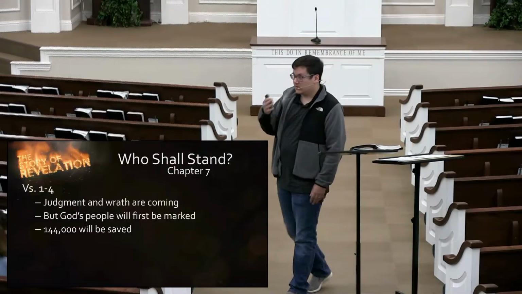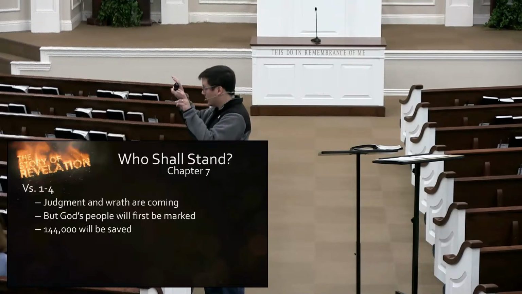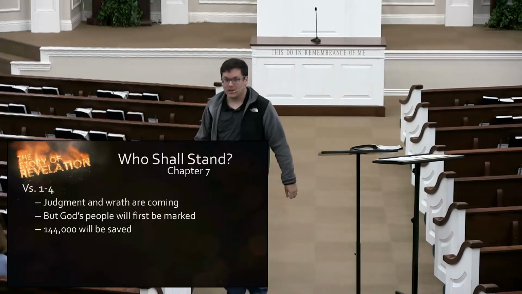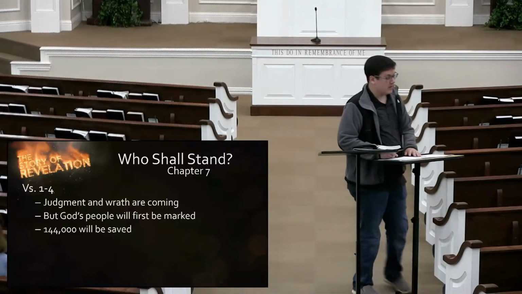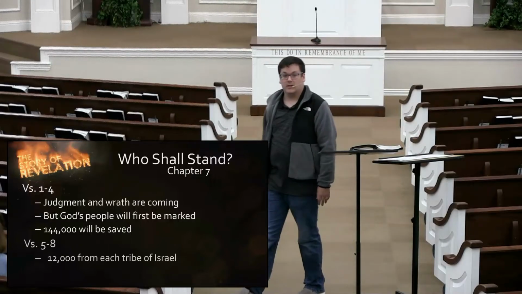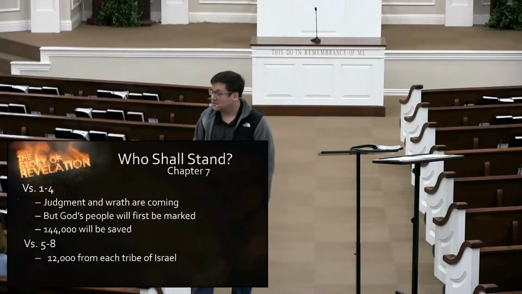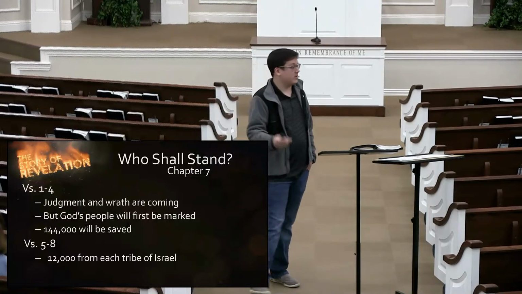The earth was not allowed to be harmed until God's people were marked. And we'll show what this mark means in a little while. But we see that 144,000 people received this mark. And in the second section, in 5 through 8, we see who these 144,000 people are.